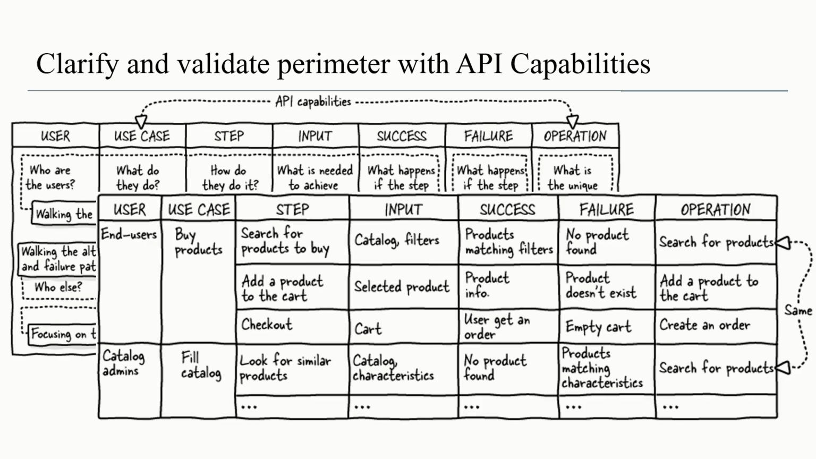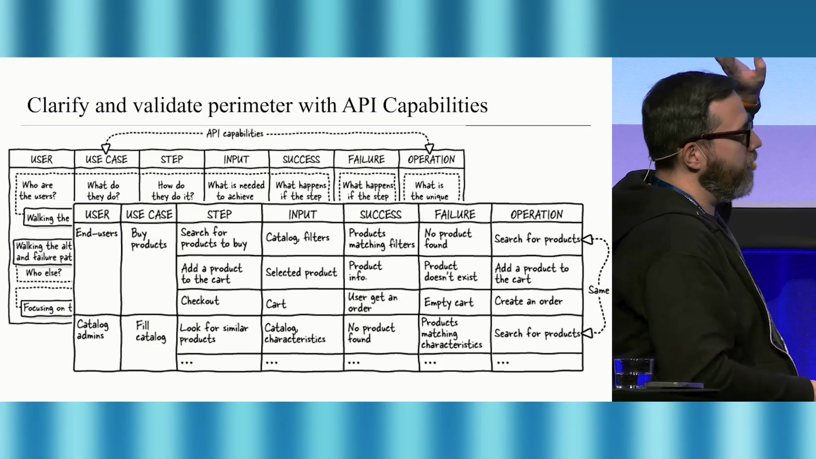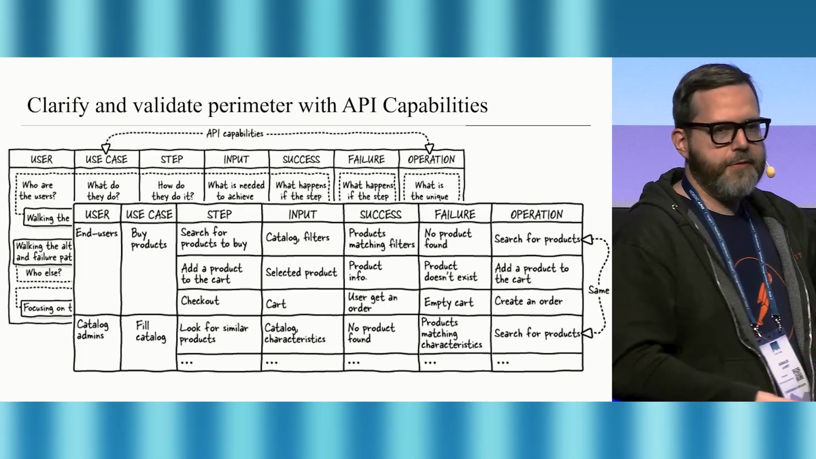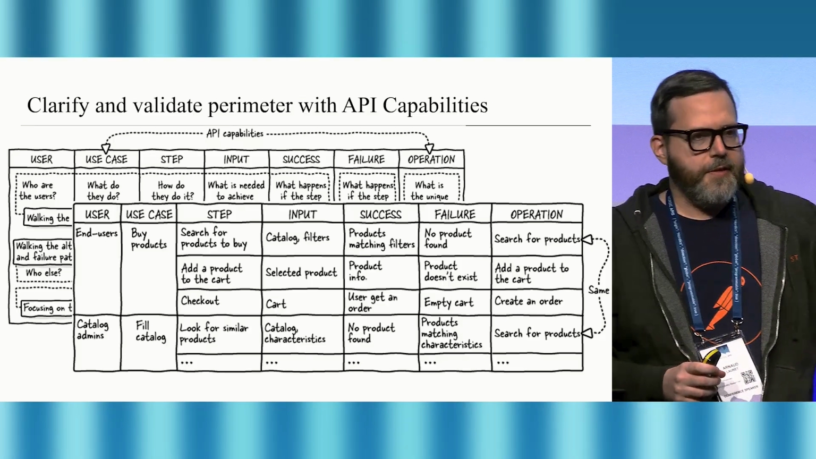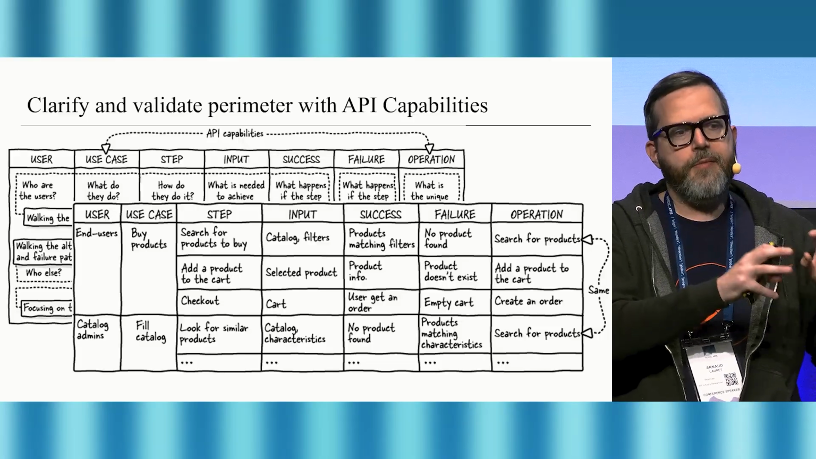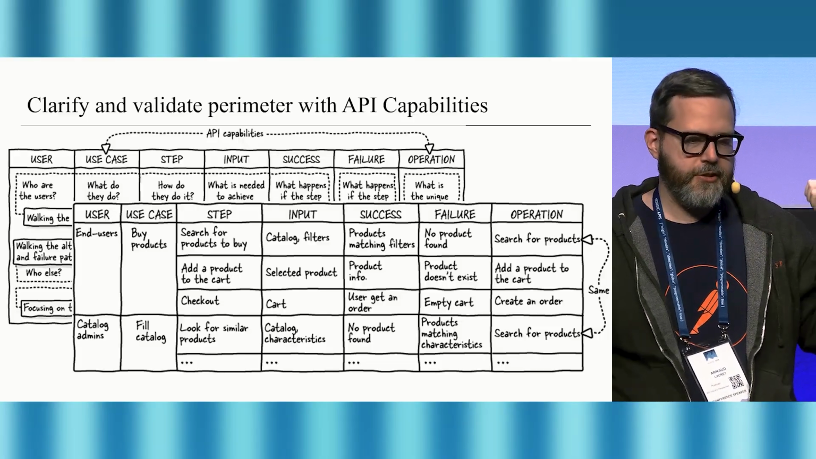So to achieve that, there are many methods available. You can use this one, which is the API capabilities canvas, and we'll not go into all the details here, but you identify the users, their use cases or workflows, break them down in steps, identify inputs, outputs, errors, and so on. And with all that, you will be able to identify unique operations that will match all these needs.